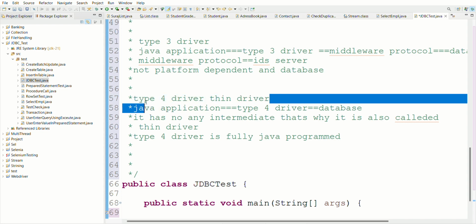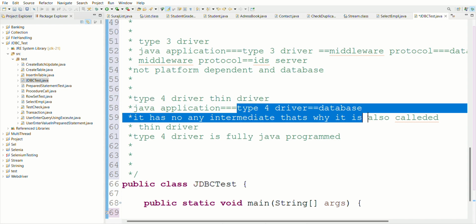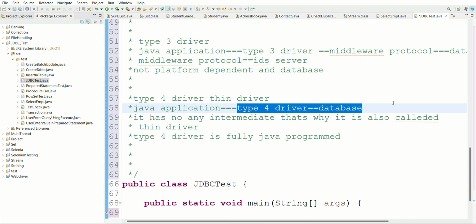It is said that it is platform dependent, but mostly you can see it is not platform dependent. But in the interview, if somebody asks you whether the database type 4 driver is platform dependent or independent, you have to say that this is platform independent and database independent. But internally, as we can see, it uses type 4 to communicate with the database, so you can see there is dependency. But in the interview, it is recommended to say that this is both platform independent and database independent.